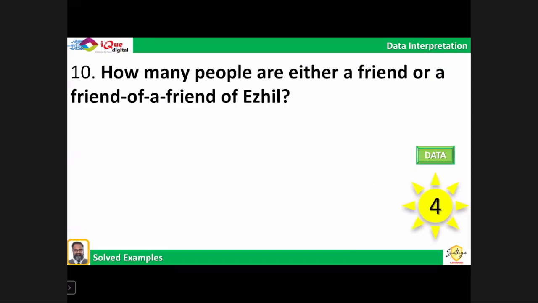So did you get this set? Once you get a hang of it in about 6 or 7 minutes, once you create that table, then the questions are easy to solve. Right?